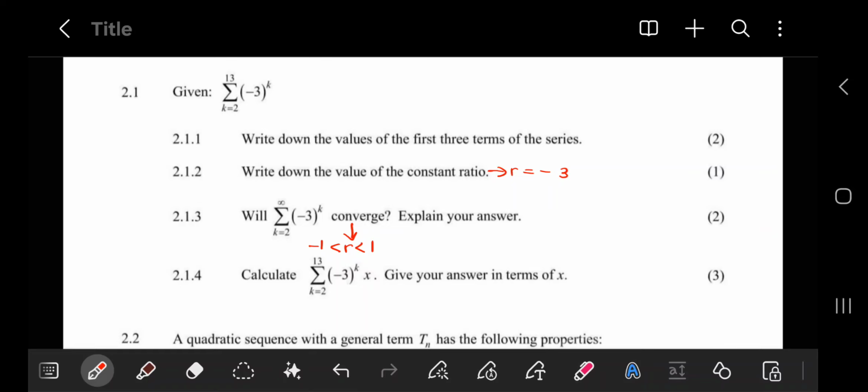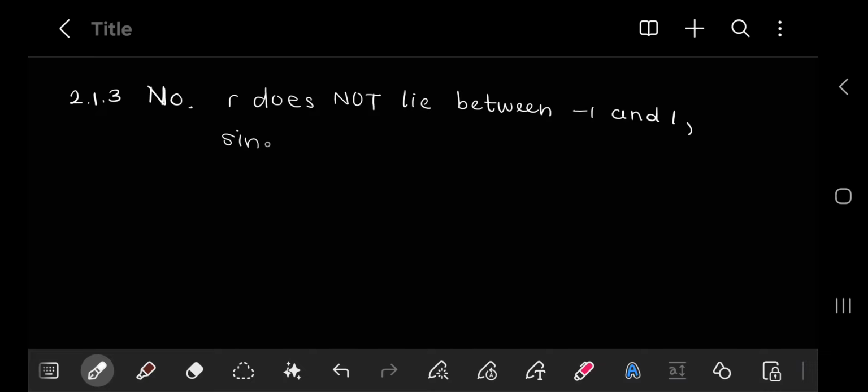Now because it's 2 marks, we're going to get 1 mark for saying no and 1 mark for explaining why. So let's write this out properly. We'll start off by saying no, and the next thing we're going to say is that R does not lie between negative 1 and positive 1, and that is sufficient for you to get the 2 marks. If you want to expand on this, you can say, since R is equal to negative 3. So R does not lie between negative 1 and positive 1, since R is equal to negative 3. So that way you feel like you are not leaving out the value of R.